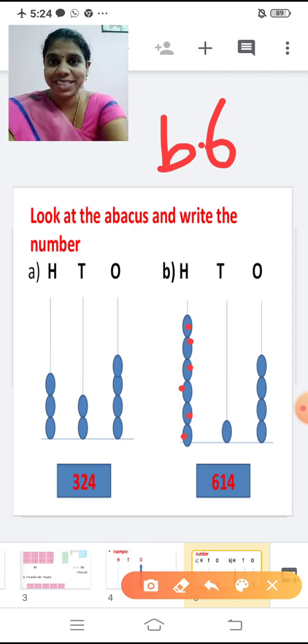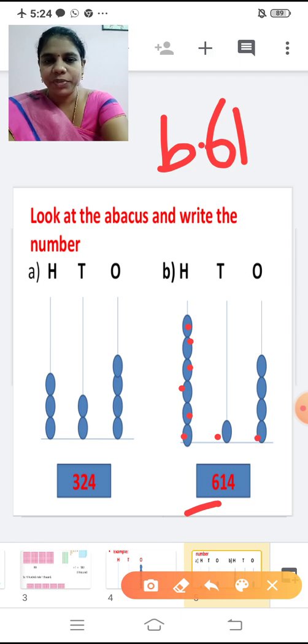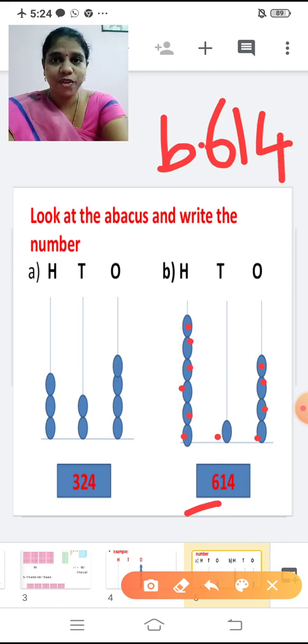How many tens? Only one bead is there, so write 1. Then how many ones? Count the ones now. How many beads are placed in the ones place? 1, 2, 3, 4. 4 beads. So the number formed is 614.